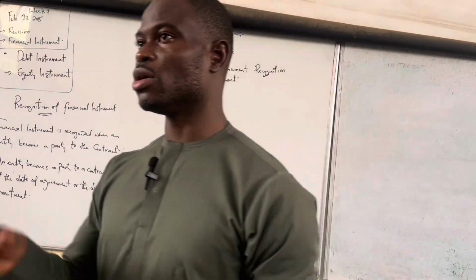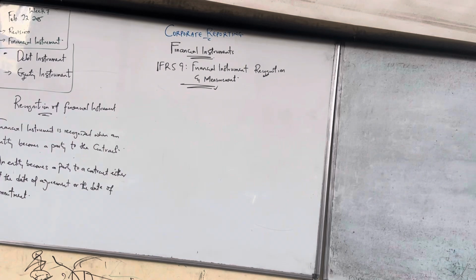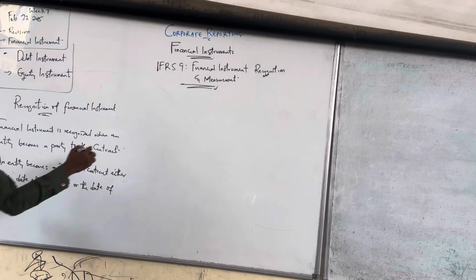Or probably you want to buy shares. When can you recognize financial assets in your books, that, okay, you have shares? It's the date you have invested. Abi? If you don't invest, you can't recognize it like that. So, date of commitment or date of agreement. So, that is recognition of financial instruments.